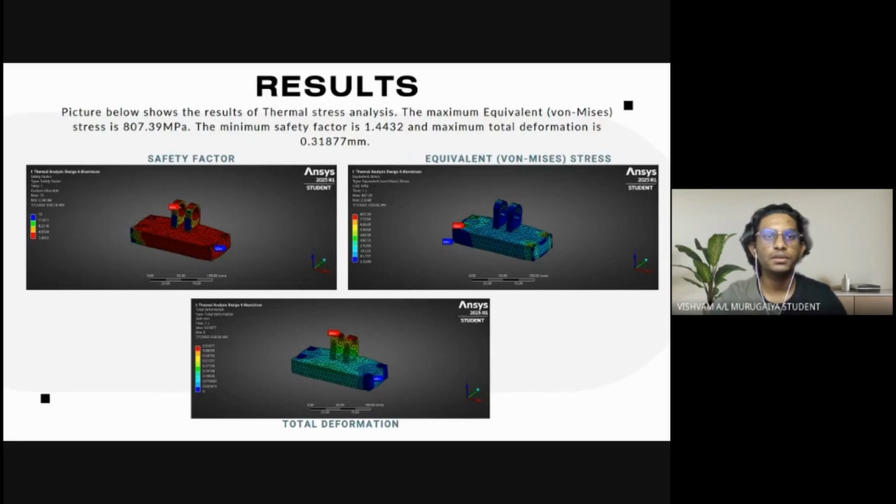The picture below shows the results of thermal stress analysis, which are safety factor, equivalent von Mises stress, and total deformation. The maximum equivalent von Mises stress is 807.39 MPa. The minimum safety factor is 1.4432, which is almost the same as the result of linear static analysis, and the maximum total deformation is 0.31877 millimeters, which is still less than 0.35 millimeters.